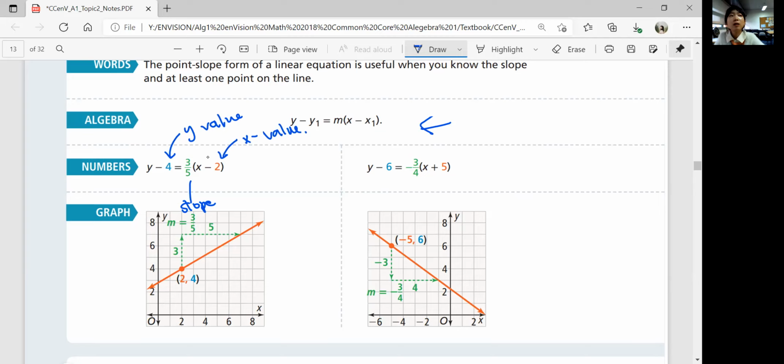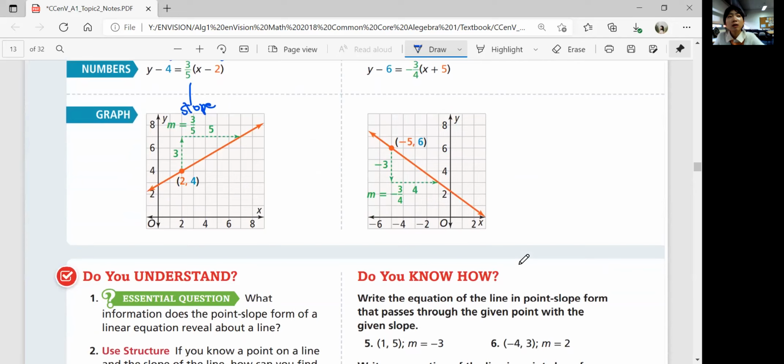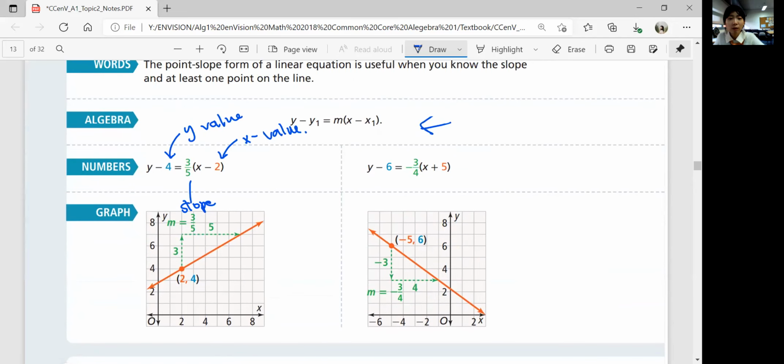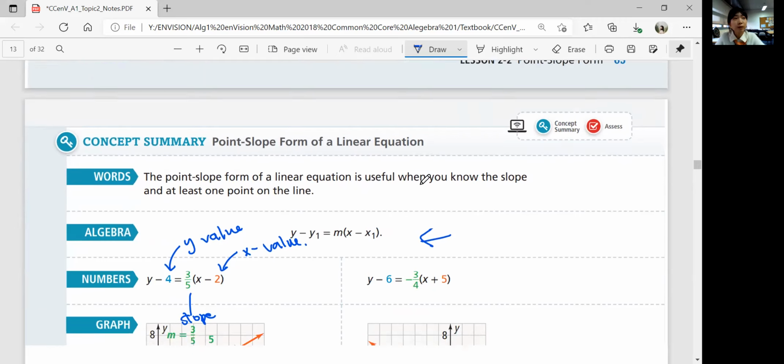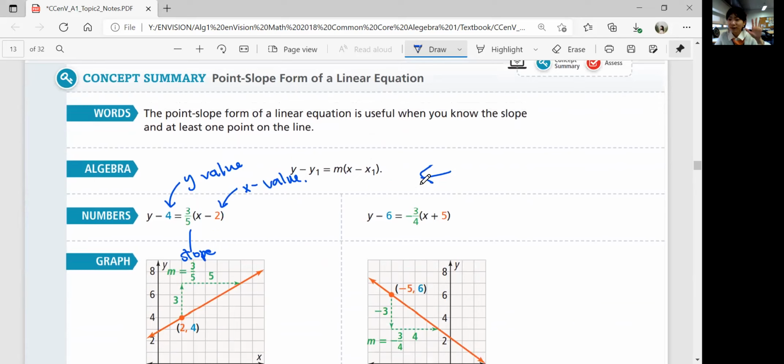All right, that was lesson 2-2, point-slope form.